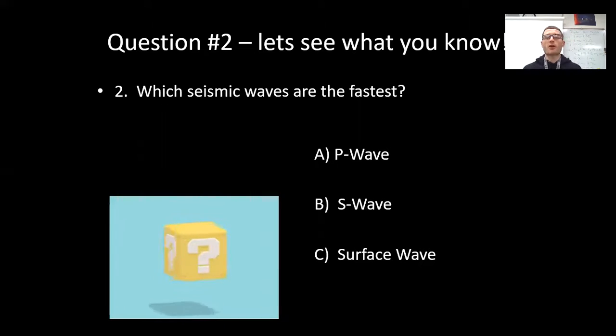Which type of waves are the fastest? Which happened first? We definitely need to know this one. We just talked about this a minute ago, right? And the answer, pause the video, think about it. Answer is going to be A, P waves. All right, guys, again, P waves.